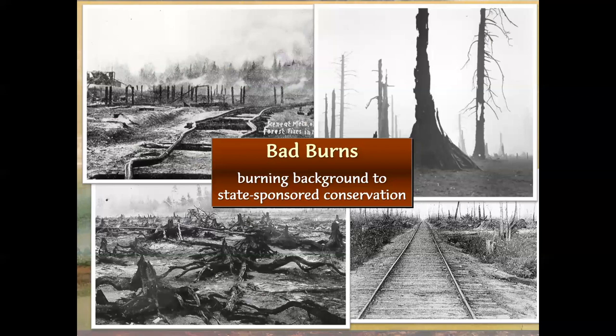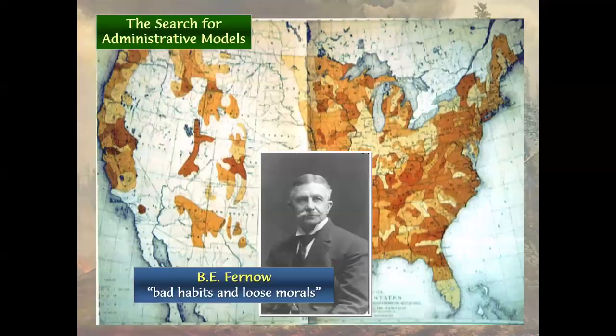We had a wave of megafires from about 1870 to 1920, in many cases much larger and more lethal than what we've seen in recent years. It was not driven by climate. We're at the end of the Little Ice Age. It was driven by enormous amounts of land clearing slash and logging slash. And that was the background to state-sponsored conservation.